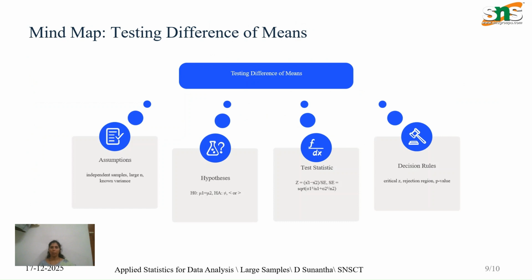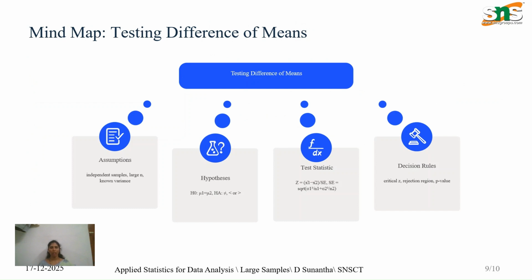Here is the mind map of difference of two means. First the assumption part is made using H0, H1 and the critical value. Next, hypotheses are tested and the test statistic, the formula application part, which is otherwise known as the calculation part. And the final one is decision making, or decision rules.